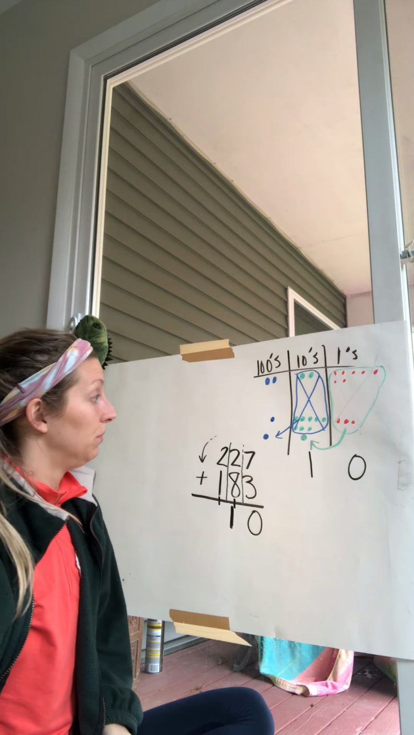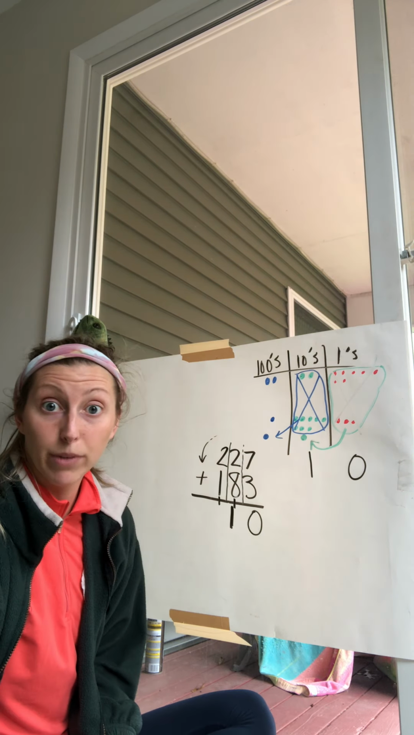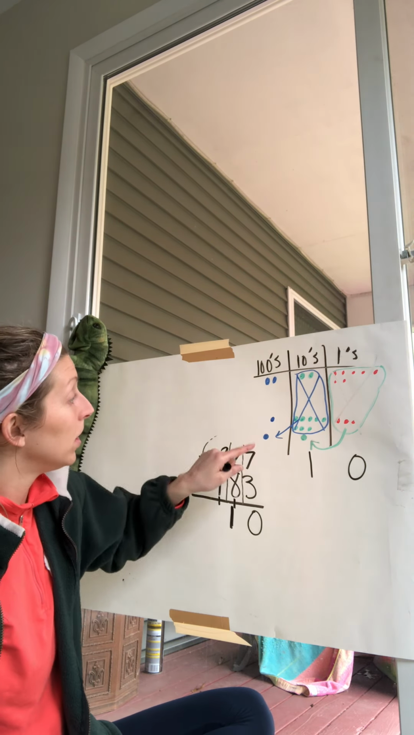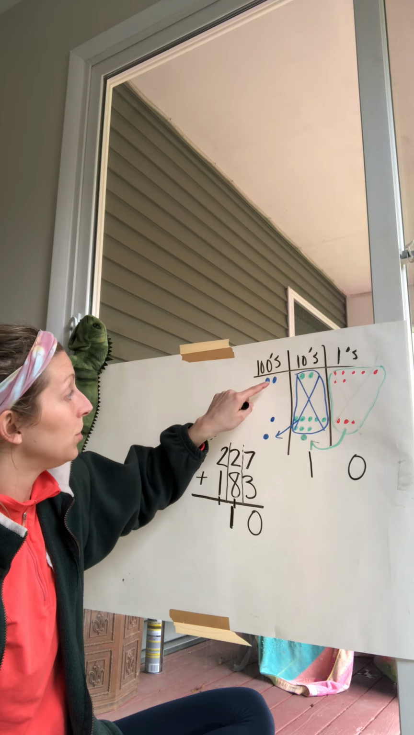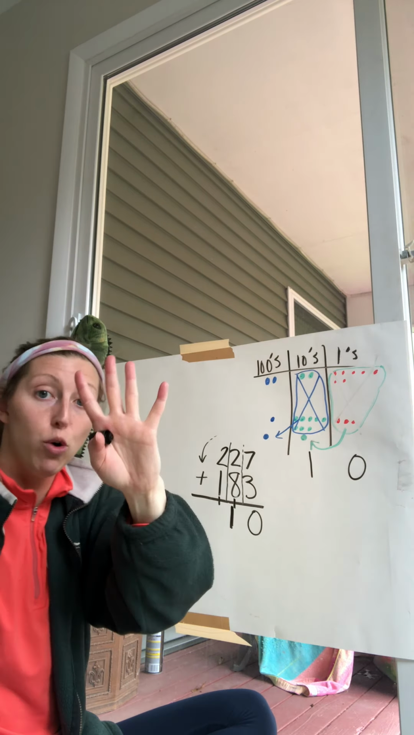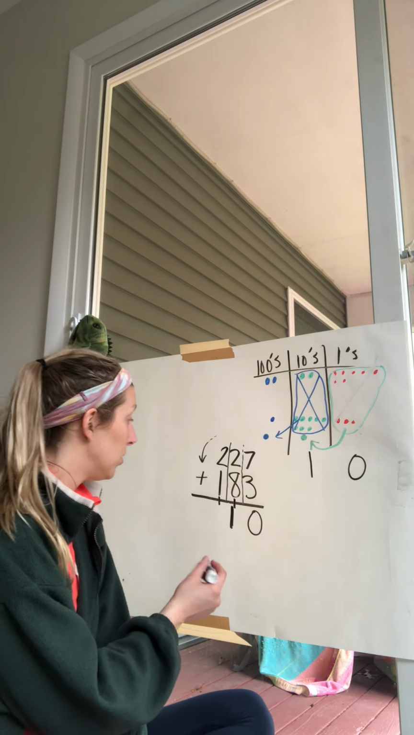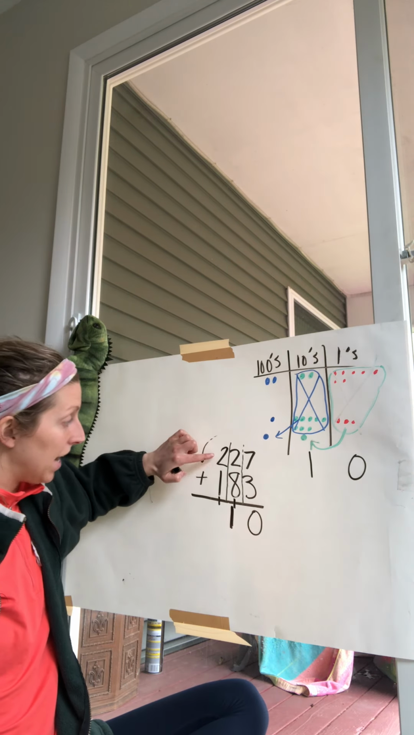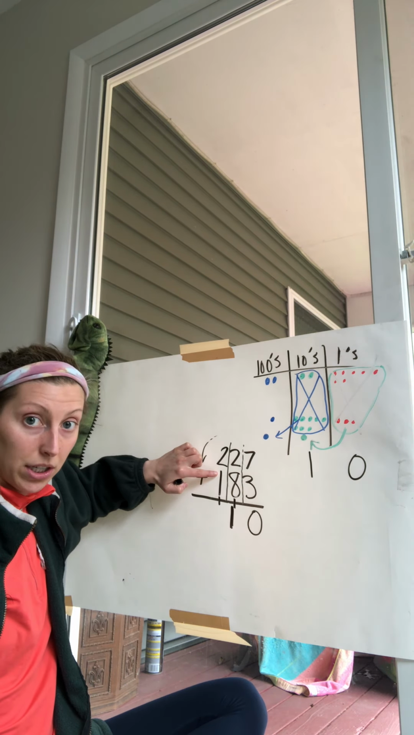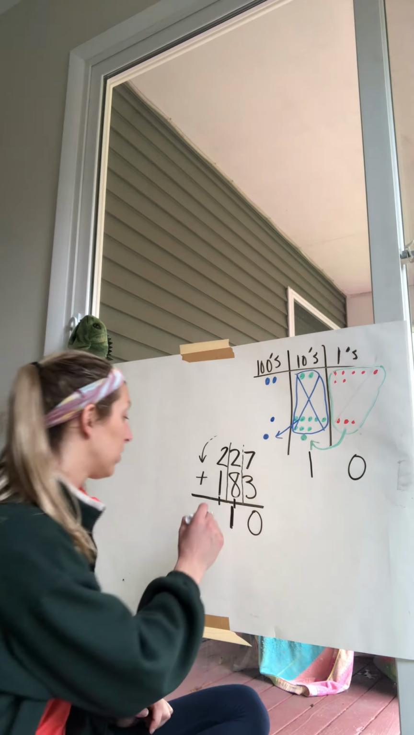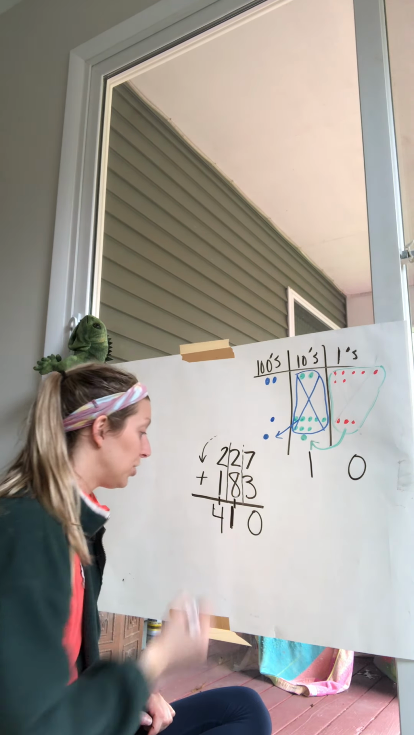And our last thing to do, what's our last column? The hundreds. How many hundreds? 100, 200, 300, 400. 4 hundreds. And you can see by adding 2 plus 1 is 3, plus 1 is 4. So we have 410.